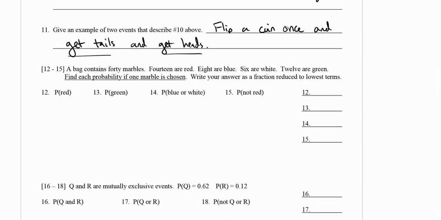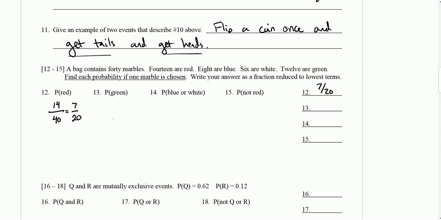12 through 15, a bag contains 40 marbles. 14 are red, 8 are blue, 6 are white, 12 are green. Find each probability if 1 marble is chosen. Write your answer as a fraction reduced to lowest terms. So 12, what's the probability we get a red? Well, there's 14 red out of 40. And if we reduce that, we can cut them both in half, get 7 out of 20.